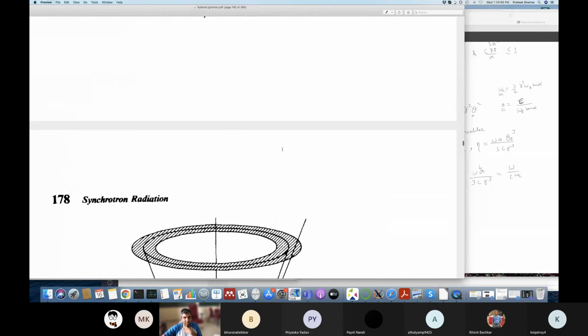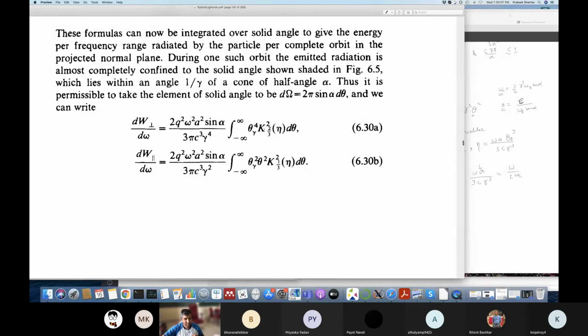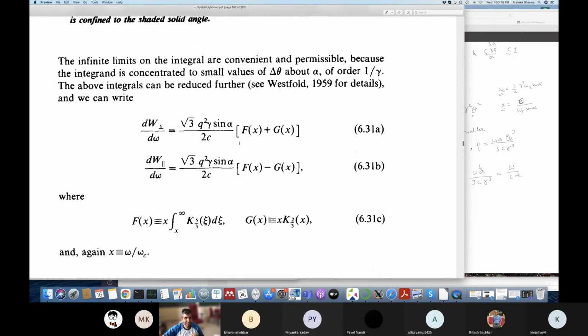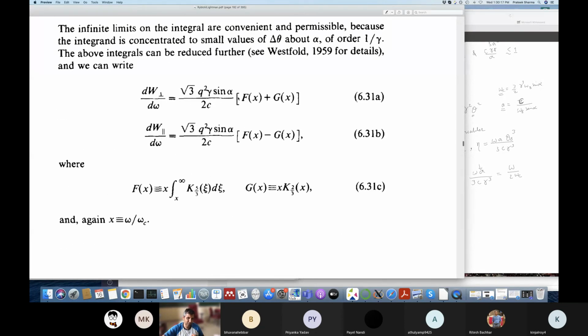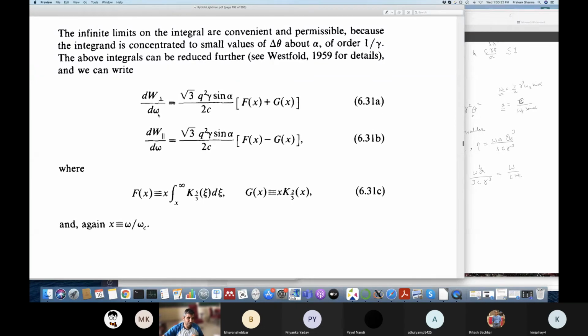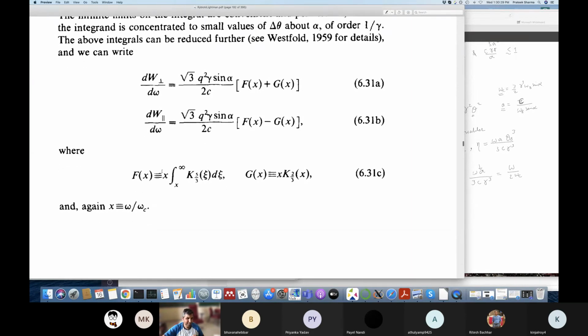So d theta will become d gamma theta, and so there'll be 1 by gamma. So I think somehow you do it. I'll actually have to figure this out. But you get these expressions. These are standard expressions that are used in the literature. This is the energy per unit frequency integrated over all solid angles in the two polarizations. And again, the tables of these functions, f and g, are available.